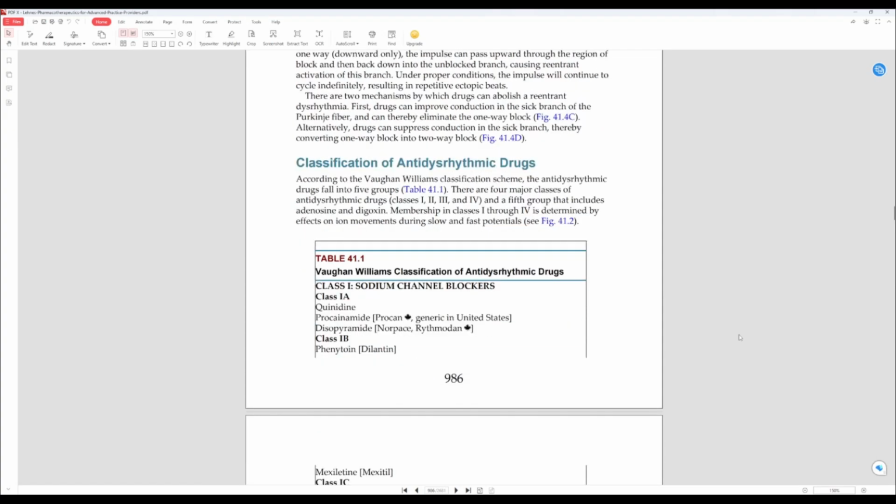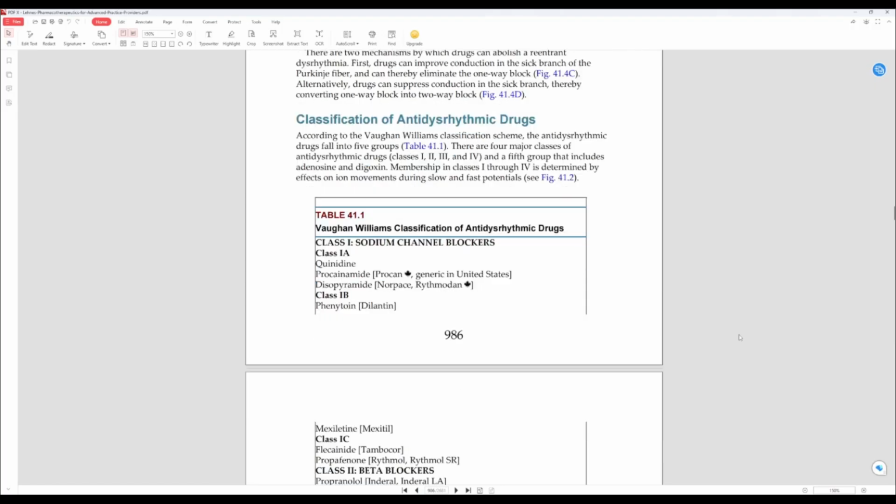There are two mechanisms by which drugs can abolish a reentrant dysrhythmia. First, they can improve conduction in the sick branch of the Purkinje fiber, and can thereby eliminate the one-way block. Alternatively, drugs can suppress conduction in the sick branch, thereby converting a one-way block into a two-way block. So those would be figures 41.4c and d, respectively.